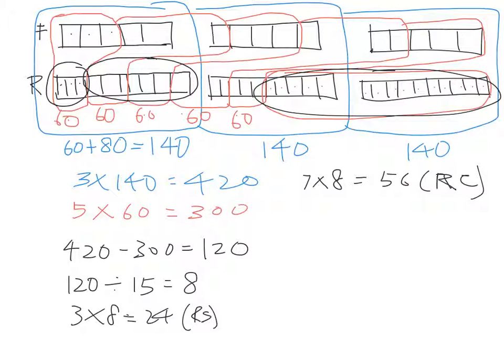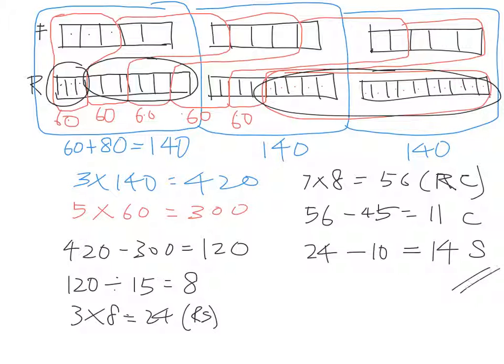Therefore, compared with before, the 56 chocolates in the end minus 45 chocolates at first, Ryan has gained 11 chocolates. And when you compare 24 sweets in the end minus 10 sweets Ryan had at first, Ryan gained 14 sweets. So you get the same answer as before.